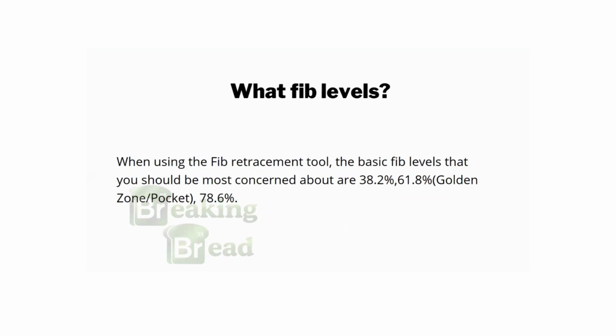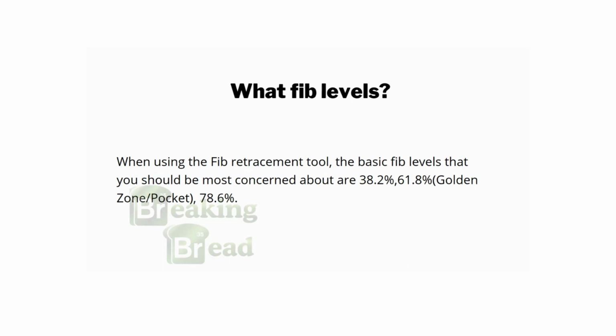So what are these fib levels? When using the fib retracement tool, the basic fib levels that you should be most concerned about are 38.2, 61.8, and the 78.6. These are just the basic levels that you should be concerned about and you should have on your chart. You don't want to have all those. You should at least have the 61.8%.